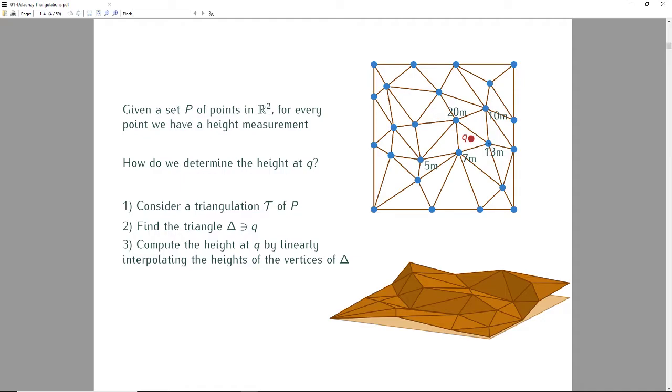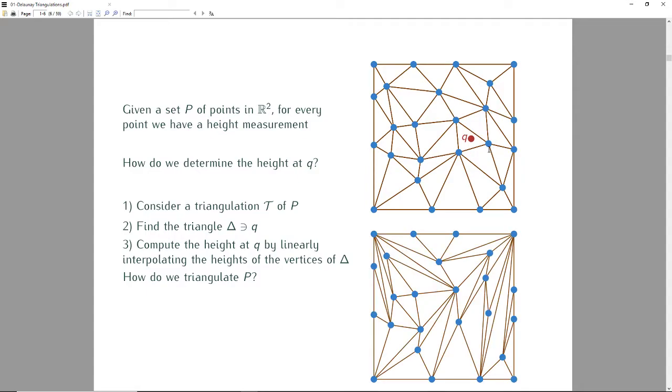We assume that the terrain in this part of the region is flat, so therefore we could estimate the height of Q using a linear interpolation of the heights of the 3 points that form the triangle containing it. One issue here is how to do this triangulation, because obviously there is more than one way to triangulate the set of points. When we look at these two different ways of triangulating, you could see that the top one is much more desirable. The main reason for this is that all the triangles in this example are fat.